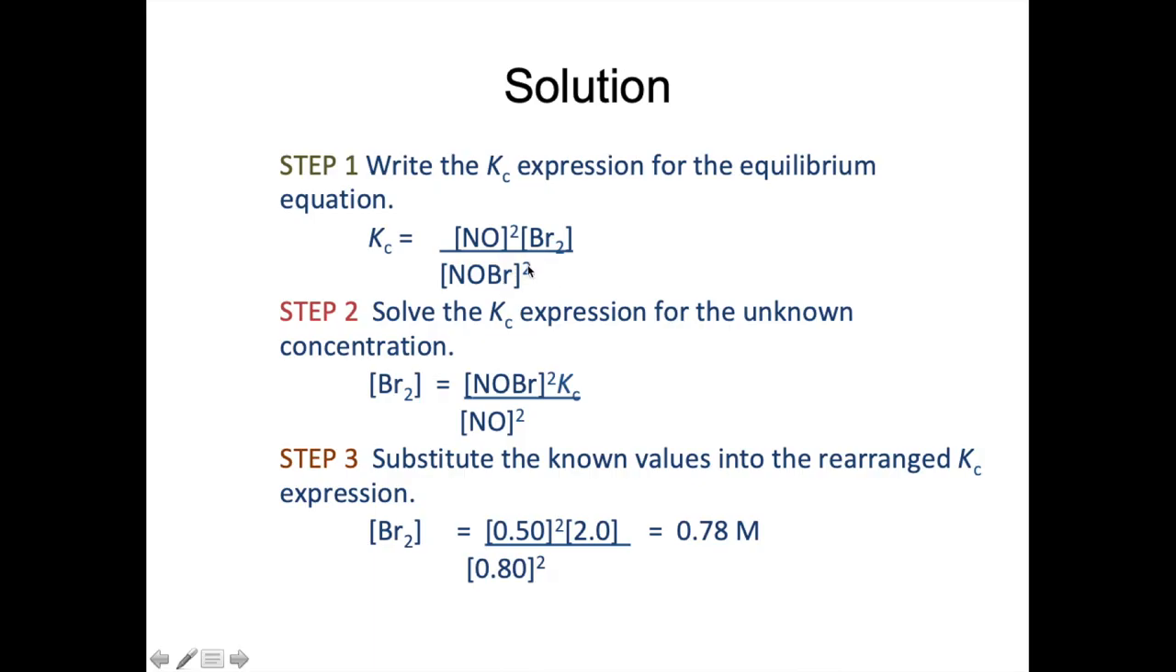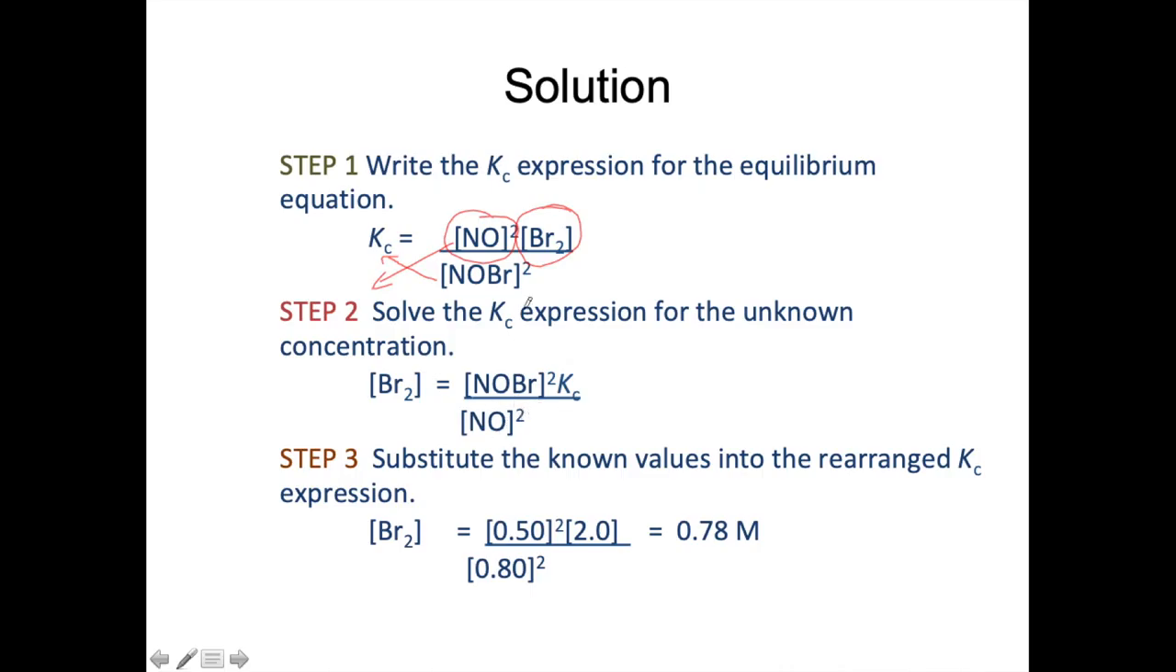Now, we want to solve for bromine, right? We want just bromine by itself over here. So we want to move the other things to the opposite side. Bromine's in the numerator, which makes this a lot easier. We want to get rid of this denominator, so we multiply it up here by Kc: NOBr squared times Kc. And we want nitrogen monoxide on the opposite side, so we divide by that. You can see we're dividing by NO squared.